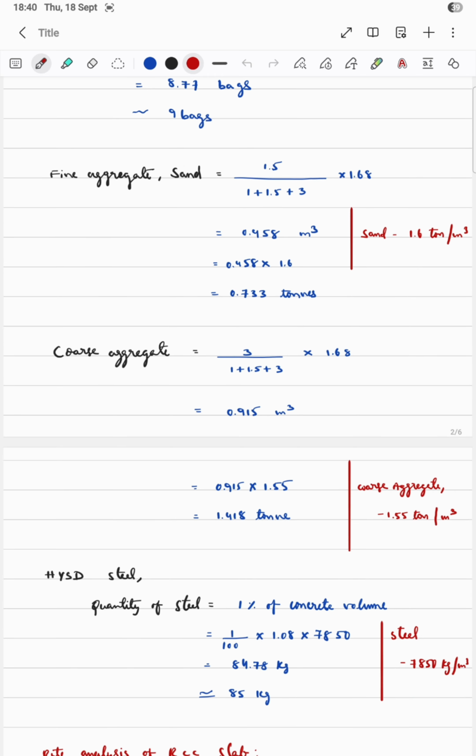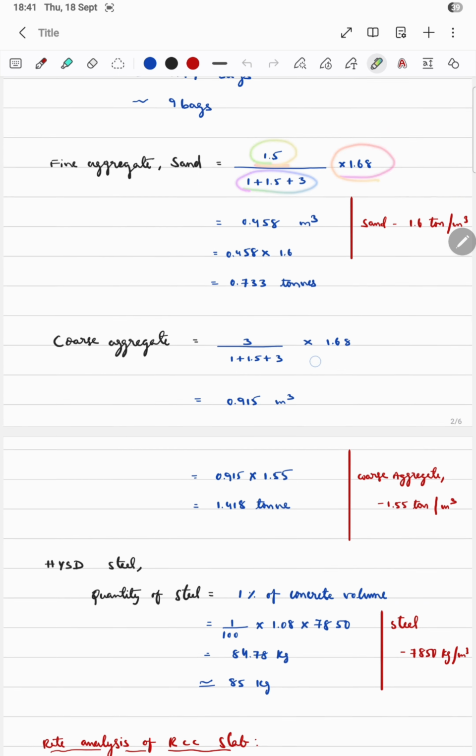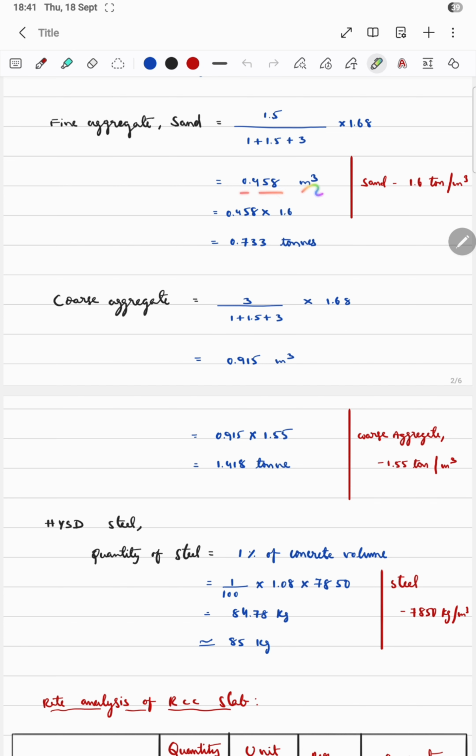Next we have fine aggregate, which is sand. We can calculate its quantity just by dividing its ratio by the total ratio, and multiplying it with the volume which is required. We get 0.45 meter cubes of sand required, and we know that sand's density is 1.6 tons per meter cube, so we simply multiply with 1.6 and we get 0.733 tons of sand required.